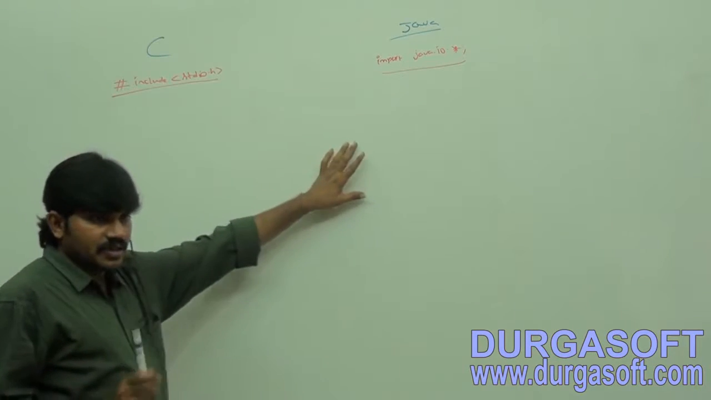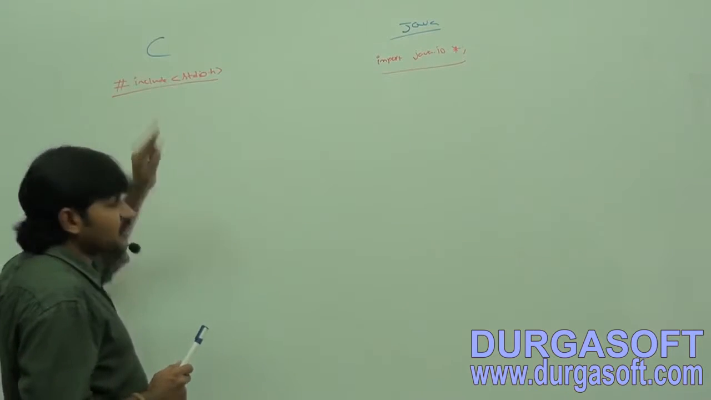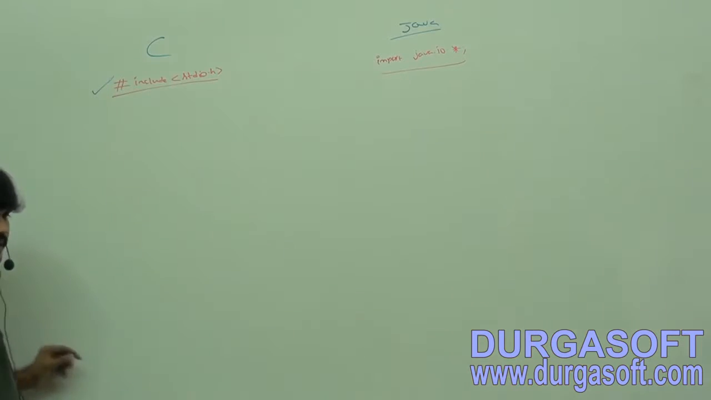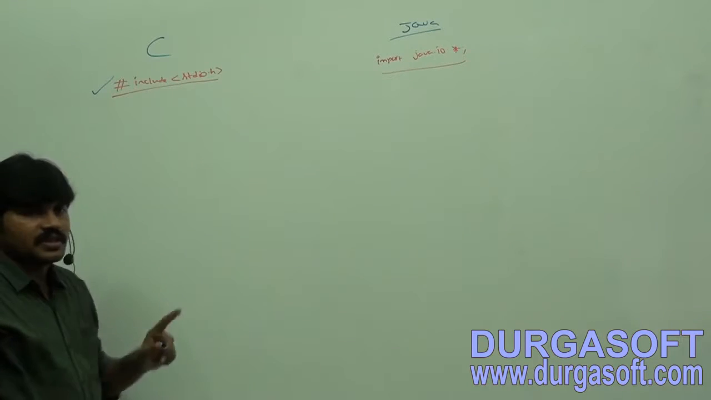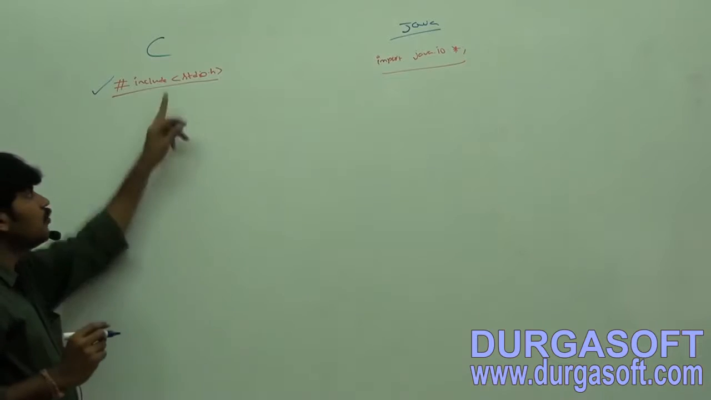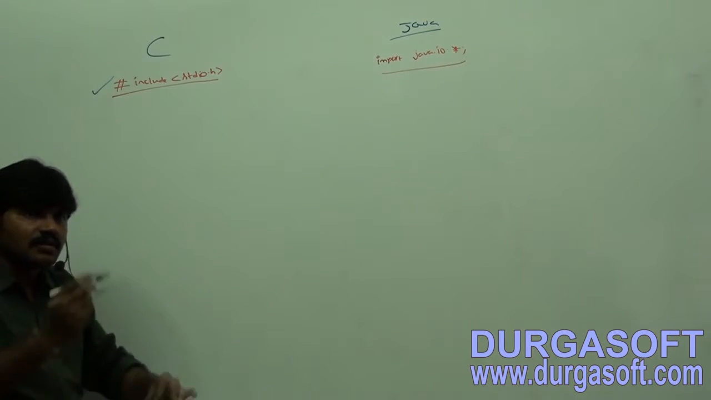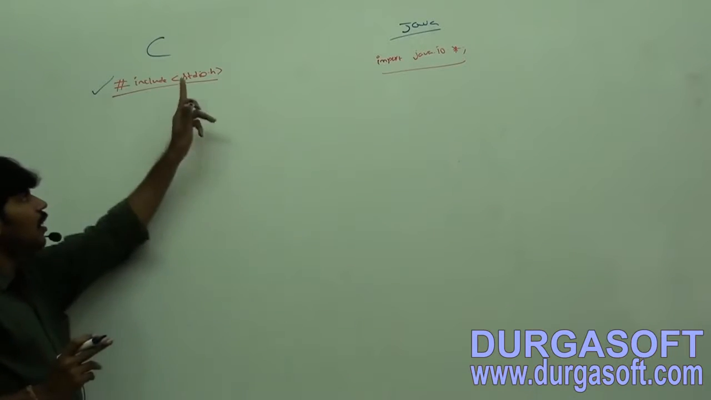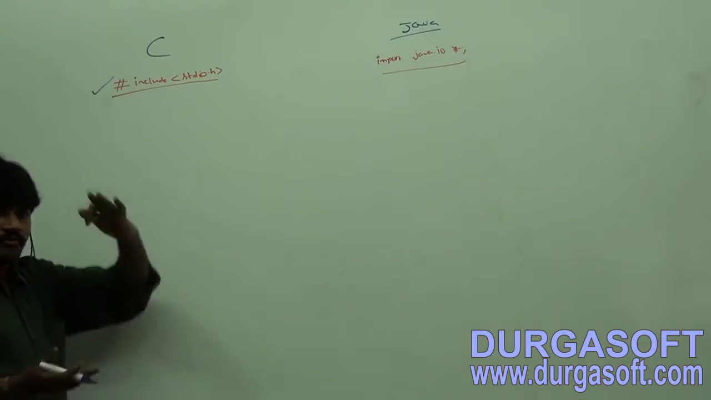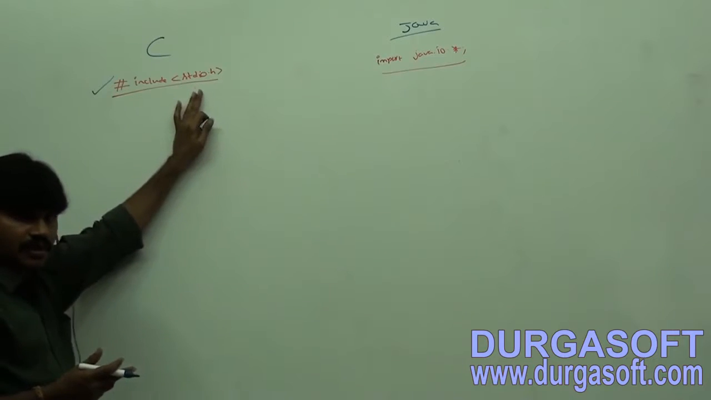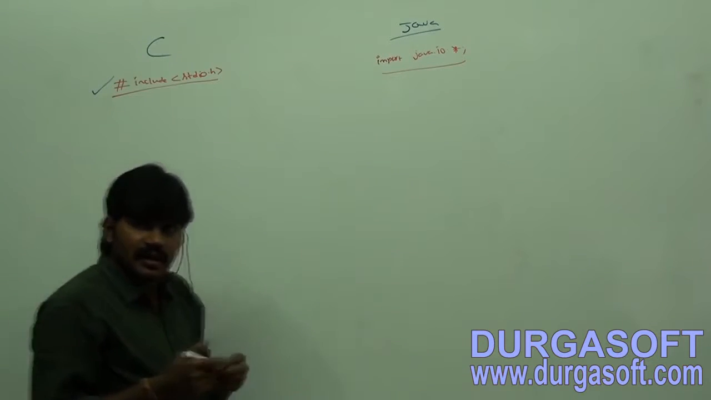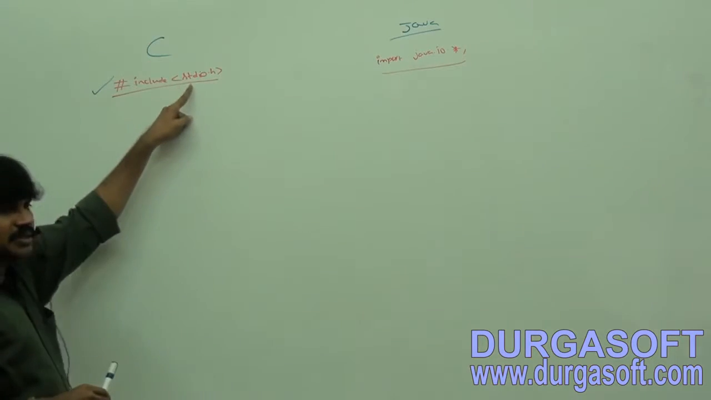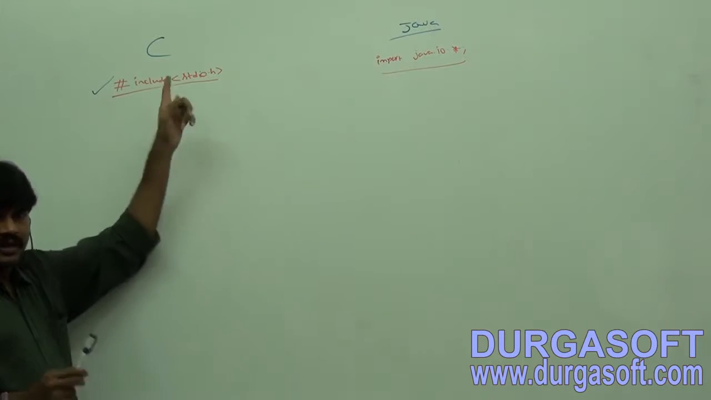In C language, with #include <stdio.h>, all input output header files will be loaded. Whether you are using one or two, it doesn't matter; all input output header files will be loaded at the beginning only, at translation time. So this line is replaced with all the input output header files.